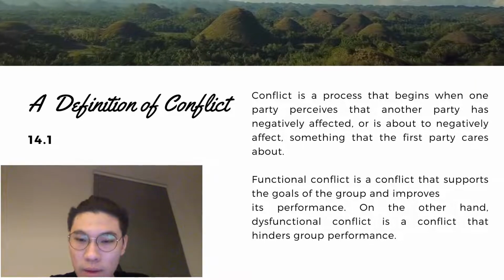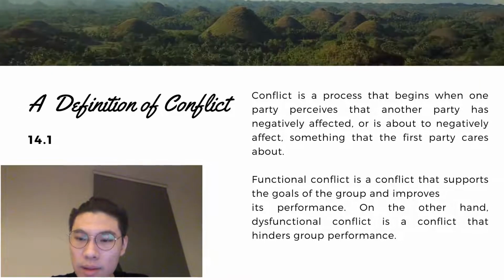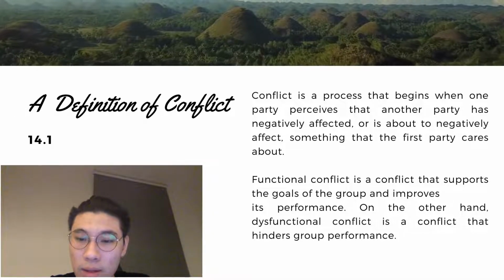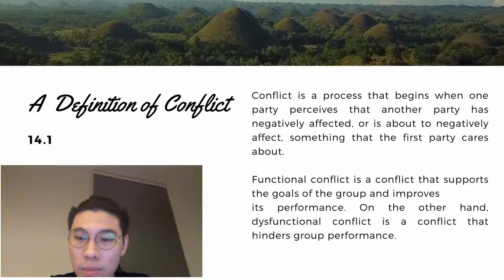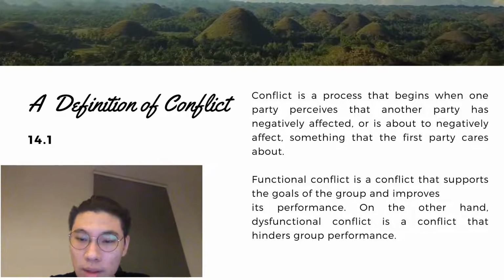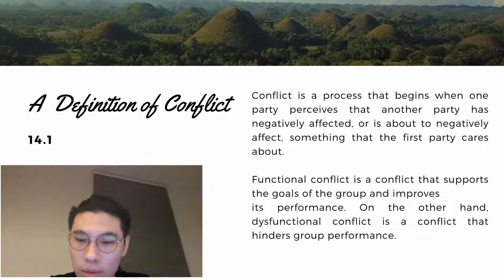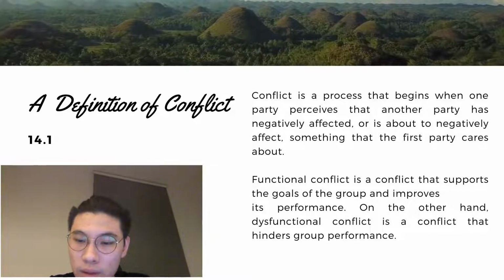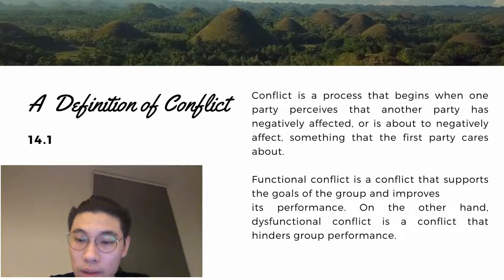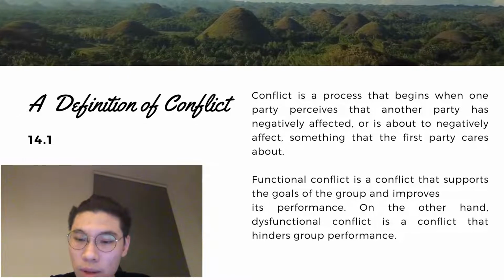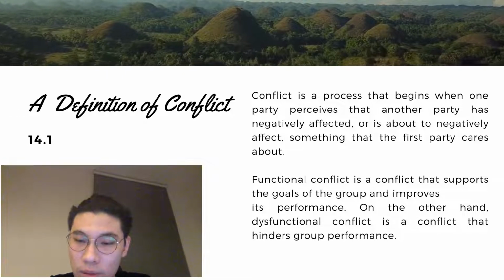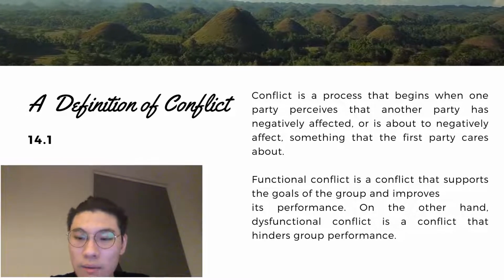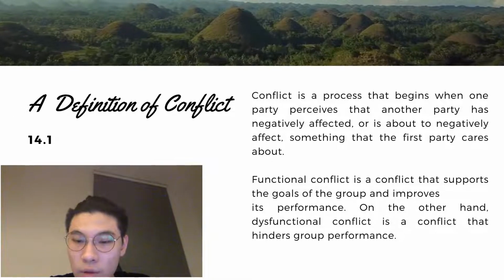A definition of conflict. Conflict is a process that begins when one party perceives that another party has negatively affected, or is about to negatively affect, something that the first party cares about. So there are two types of conflict. The first one is functional conflict. It's a conflict that supports the goal of the group and improves its performance. On the other hand, dysfunctional conflict is a conflict that hinders group performance.